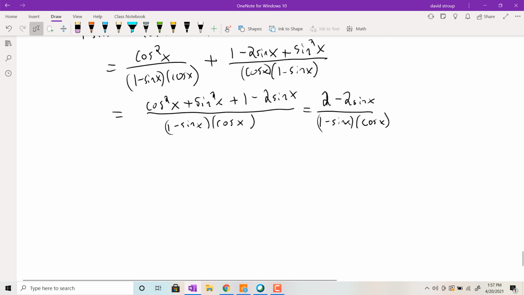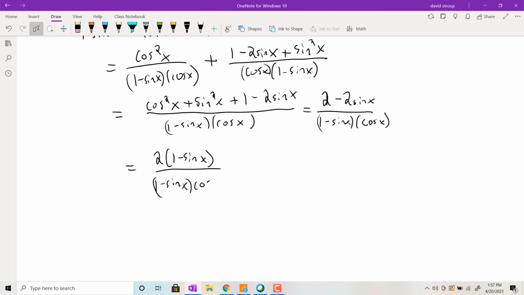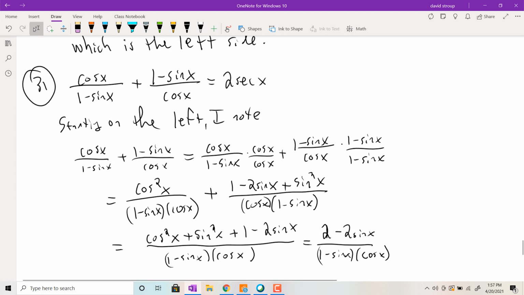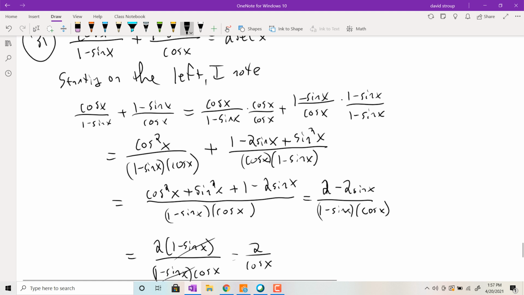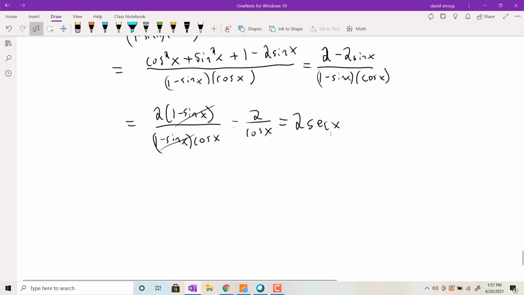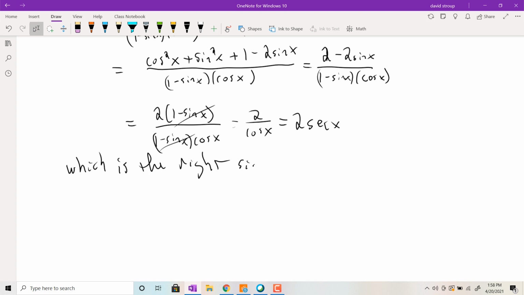Factor out the 2. 2 times 1 minus sine x. And we got a nice cancellation. 2 over cosine x. And we're trying to end at 2 secant, and that's what we got there. 1 over cosine is just the same as secant, which is the right side. And that's what I want to show.